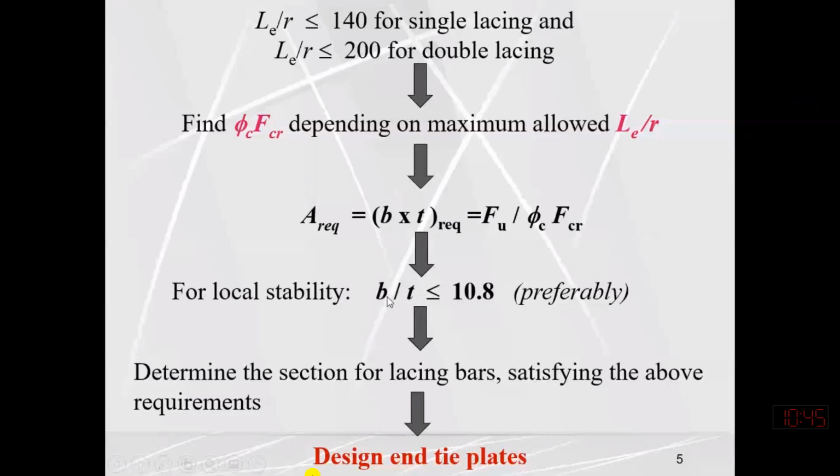So from here, B should be less than or equal to 10.8 times of the T. But anyhow, we have two equations. In this equation we also have B and T, and in this equation we also have B and T as unknown values. Solving these two equations simultaneously, we can compute the width and thickness of the lacing.